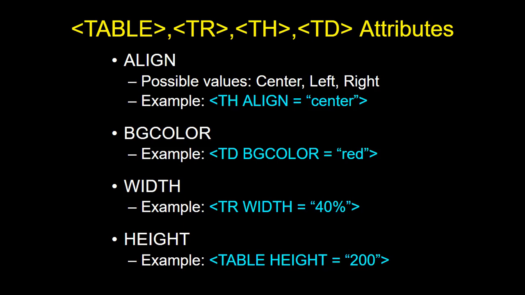Then the next one is width. The width attribute gives the width to a table row or table heading or cell. This value can be given in number of pixels or in percentage. Width and height: these two attributes will adjust the width and height of a table row, heading, or data.